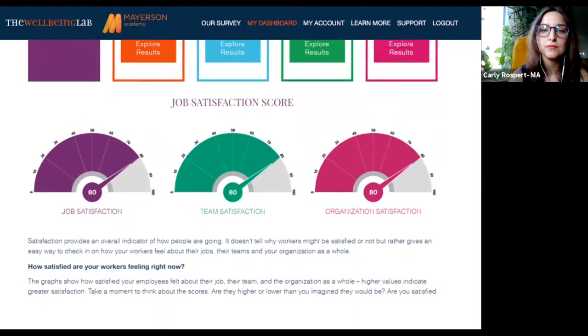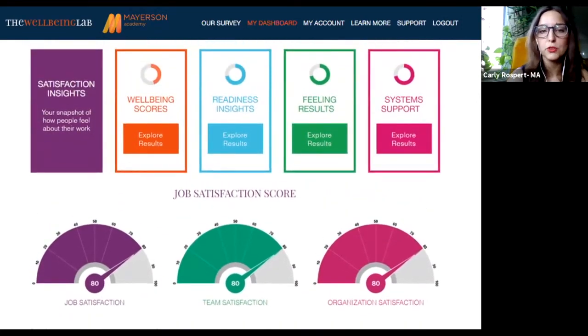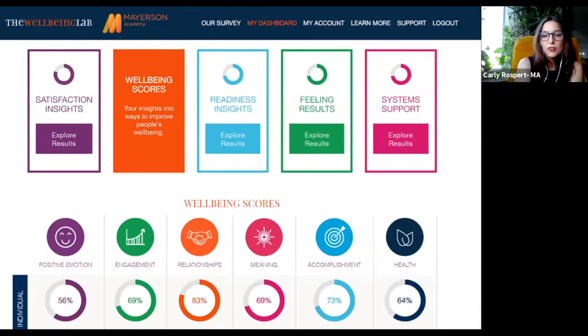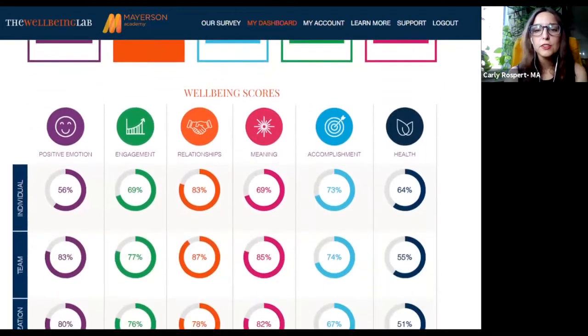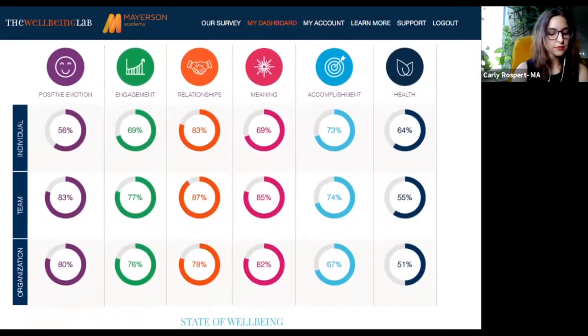Now the next section, which is that orange well-being scores, this breaks that down into a little bit more specific information. And it actually breaks it down into the 6 PERMAH categories, which you can see here. And these are scores out of 100. And you can see that it's done at 3 different levels. The first level is individual. And so this is an aggregate score of how individuals feel about their own levels of well-being.